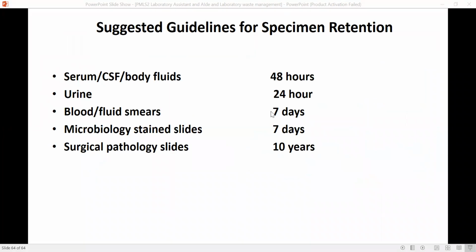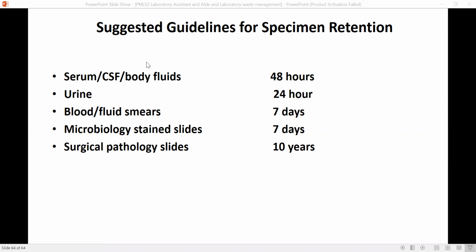So next now, this is the last slide. So suggested guidelines for specimen retention. Okay, so kailan mo siya itatapon? Okay, yung reagents natin. Okay, when do we dispose this? Okay, wastes, reagents, specimens, no? Specimens, hindi reagents, specimens. Okay, so you have the serum, your blood, CSF, body fluids. So 48 hours before you discard. Okay, so lagay lang yan doon. So kung saan siya pwedeng i-preserve, no?